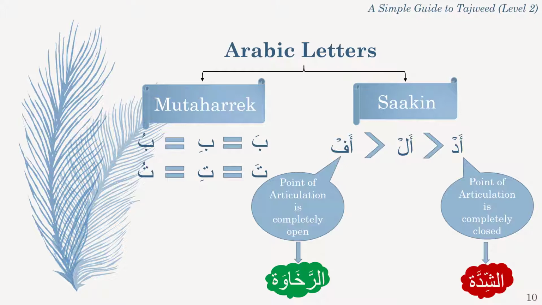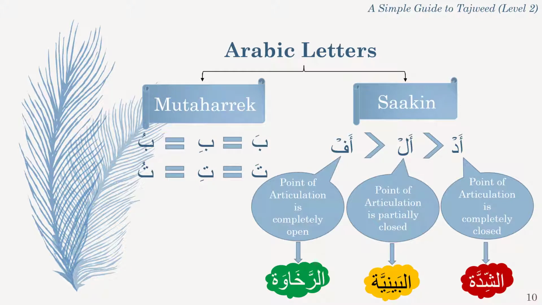In letter Lam, the point of articulation is partially closed, so there is a partial flow of the sound, which is a characteristic called Al-bayniyah. This results in the letter taking intermediate time between the Shidda letters and the Rakhawa letters.